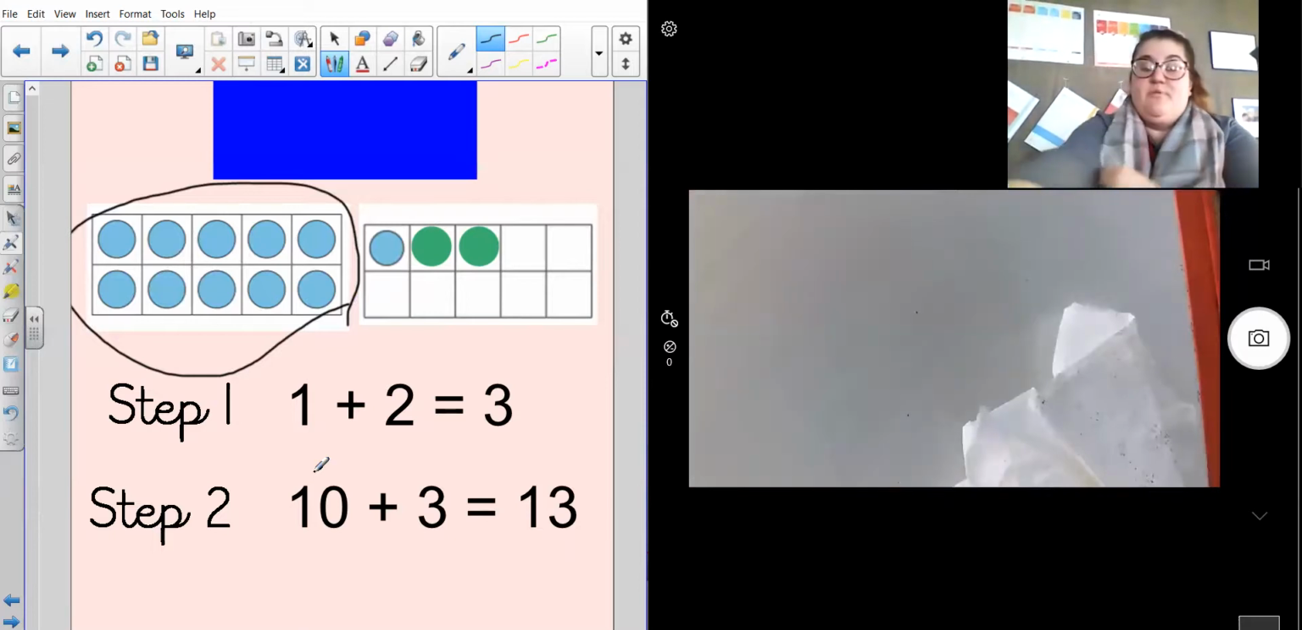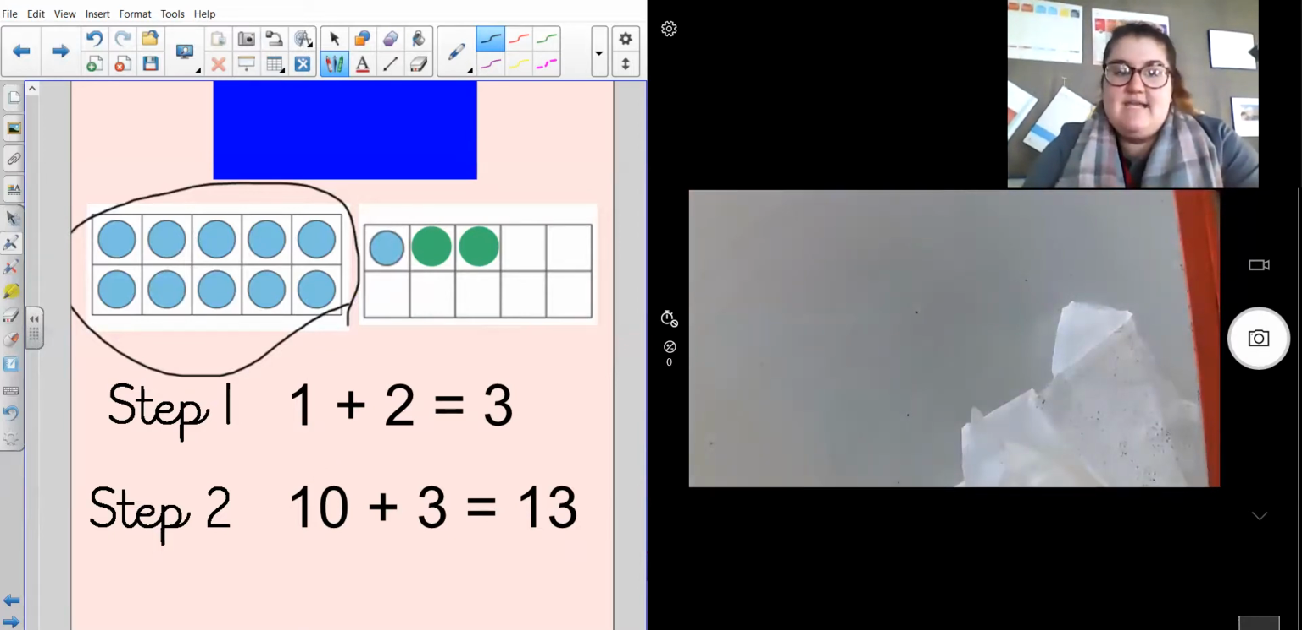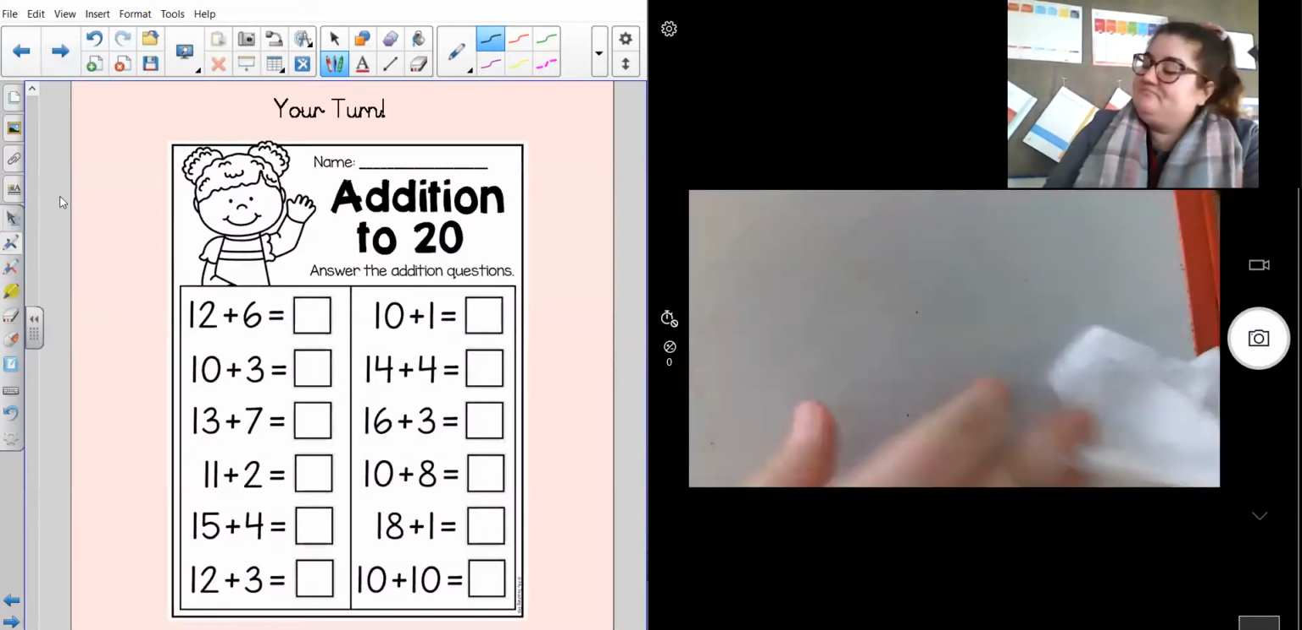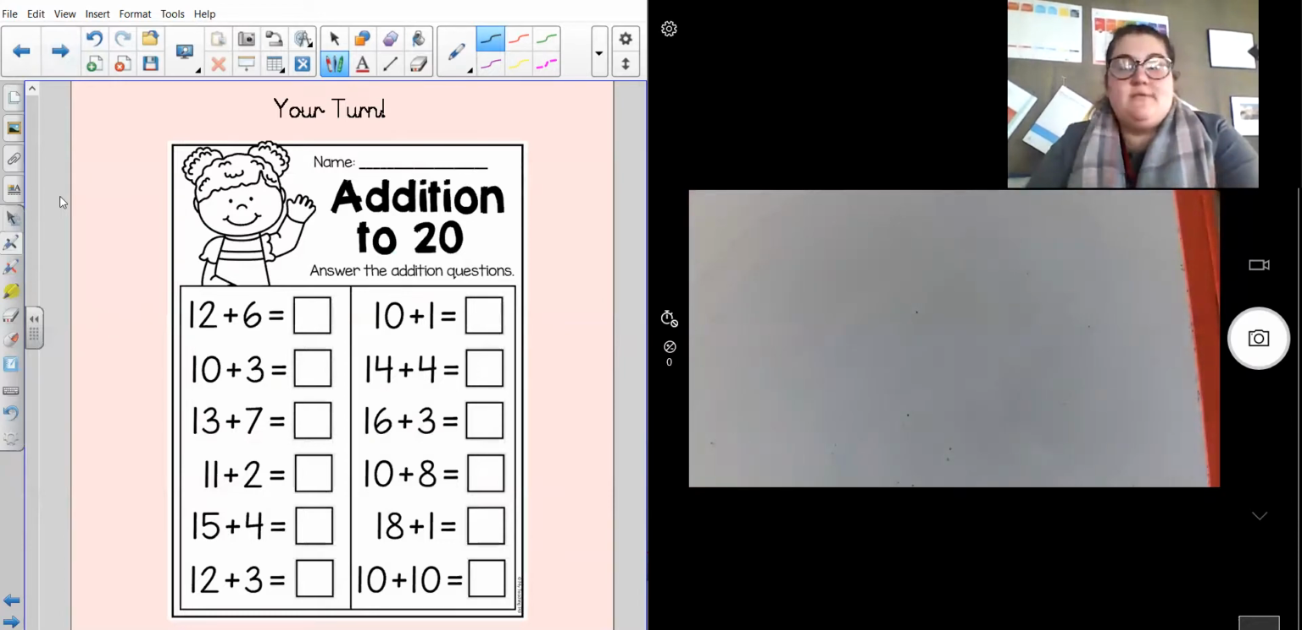And I don't know about you, but the more that I'm doing this, the easier it's getting for me. So it just shows that lots of practice really does help. Okay. So now it is going to be your turn, okay? And you are going to have this sheet on Class Dojo. You can either print it off, you can edit it on your app, or you can just write the questions down in your book, okay? But I want to see if you can work these out by adding the ones.